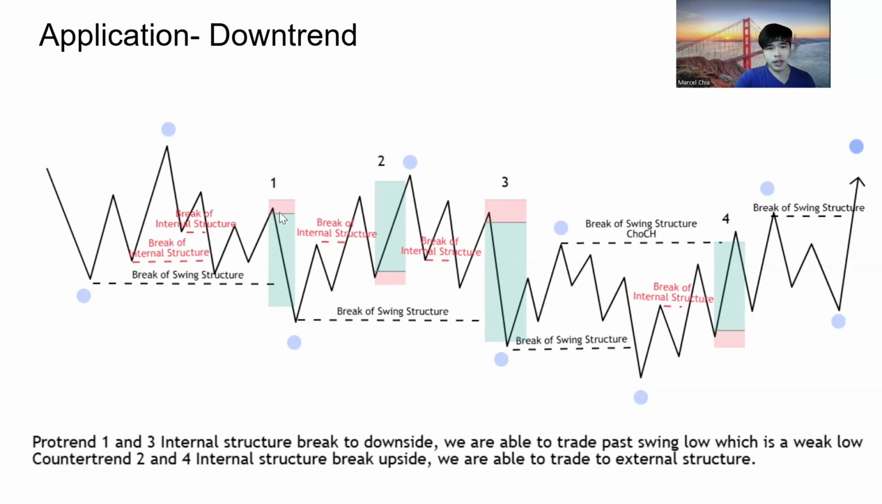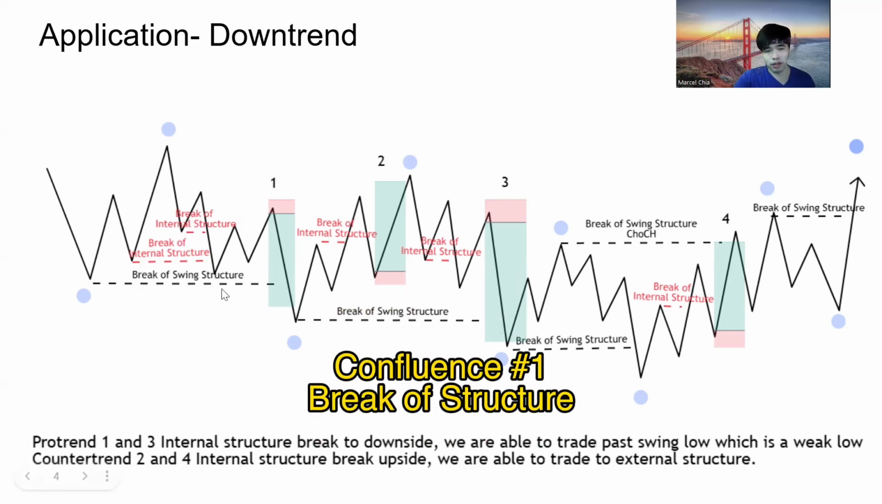So over here, the reason why this trade will be valid, there are basically three confidences that we can confirm. Number one, the most clear-cut one would be there's a break of the internal structure to the downside, right?